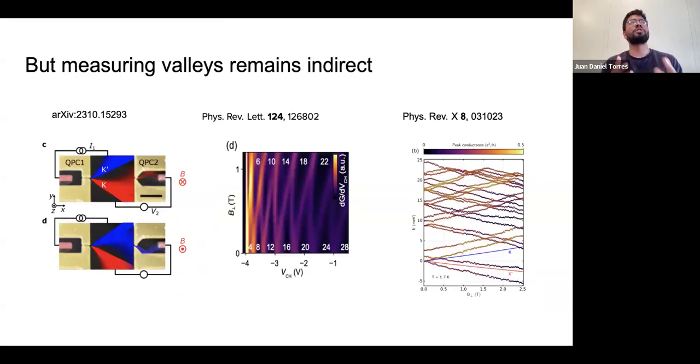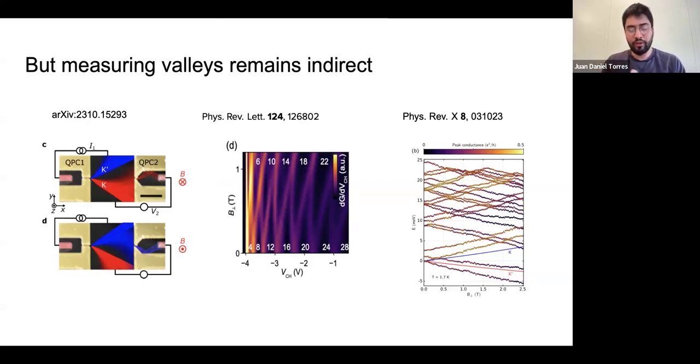And we see that in all these devices, you have nice effects appearing due to the physics of valleys, but measuring them remains indirect in a way, because to measure valleys, you need to apply a magnetic field.